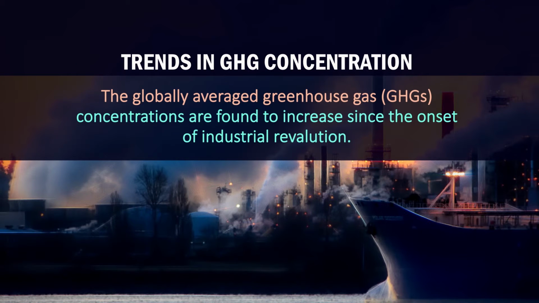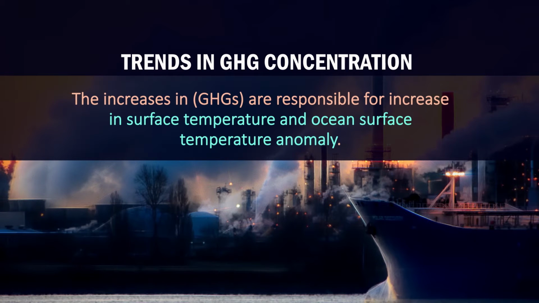So the globally averaged greenhouse gas concentrations are found to have increased since the onset of the Industrial Revolution. That is a very significant point we need to take into account, and it has been proved beyond doubt. The increases in the greenhouse gases are responsible for increasing the surface temperature. The increase in surface temperature over the last century or two, about 1 degree centigrade, is because of the increase in the greenhouse gases. So now it has been proved beyond doubt that human actions are responsible for causing climate change, and it's a very significant point we need to take into account.